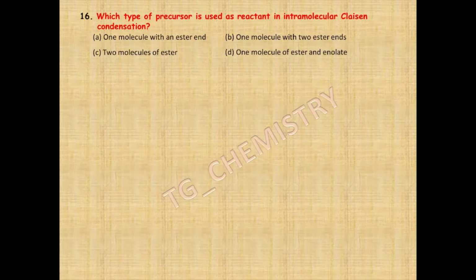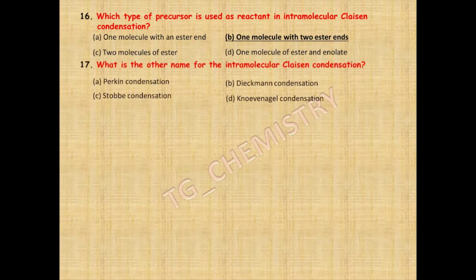Next is, which type of precursor is used as reactant in intramolecular Claisen condensation? So in this part, I will be talking a little bit regarding the Claisen condensation. We know that for Claisen condensation reaction, it needs a molecule which has 2 ester terminals. So option B is the right answer, that one molecule with 2 ester ends will be the starting precursor for the intramolecular Claisen condensation.